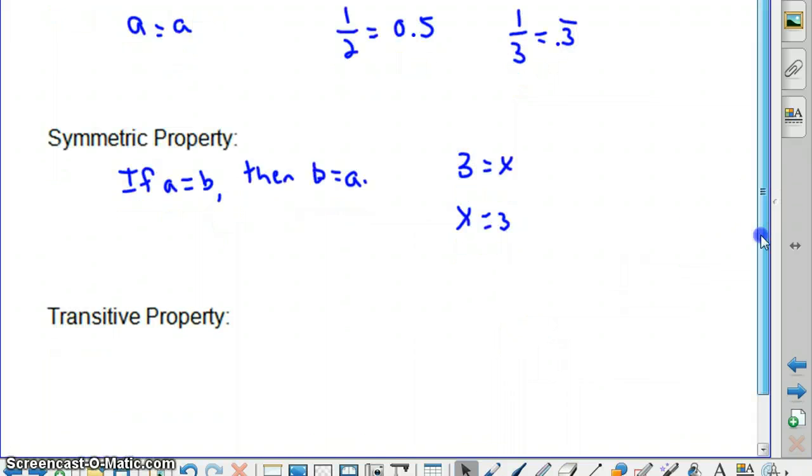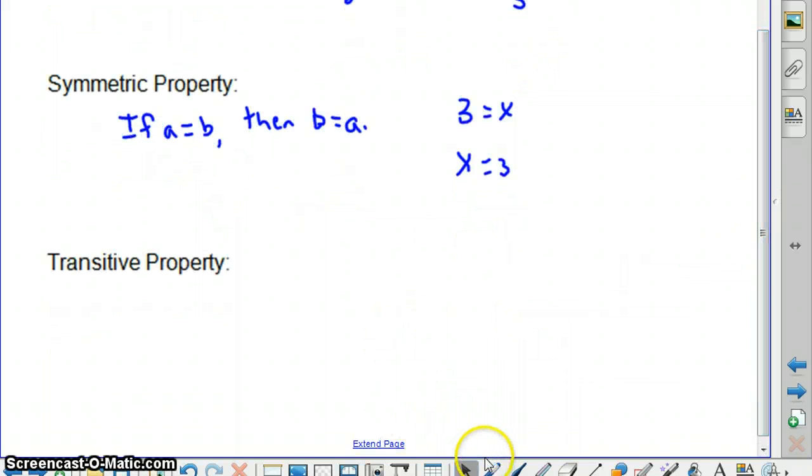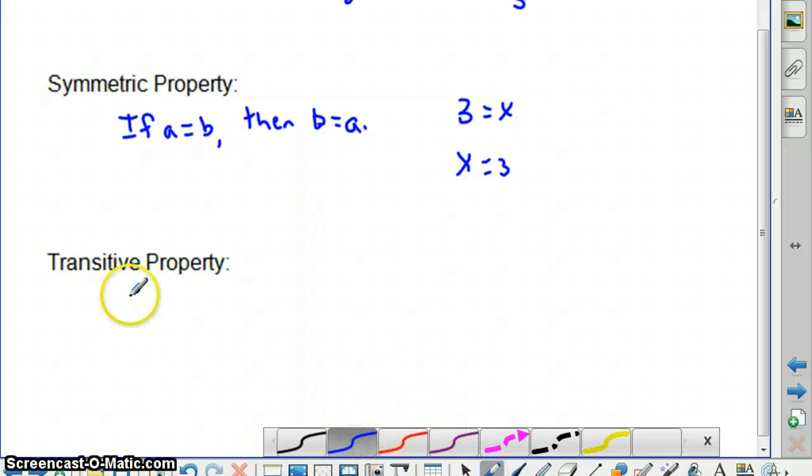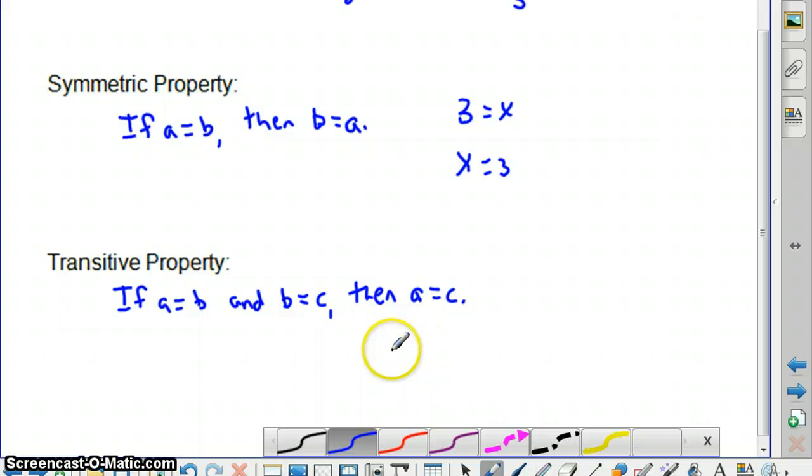And last but not least here, let's look at the transitive property. The transitive property has 3 parts to it, and they're linked together. The transitive property says if A equals B and B equals C, then A equals C. This actually also holds true for inequalities.